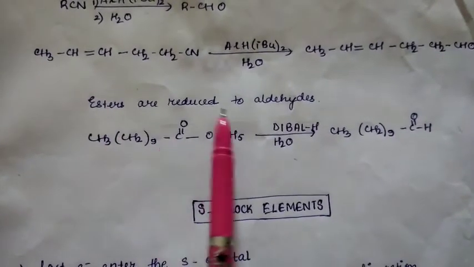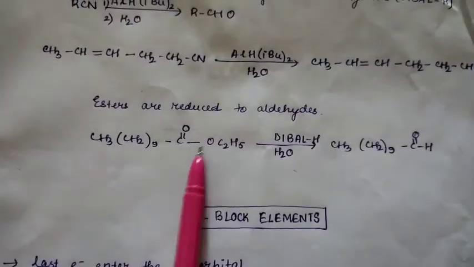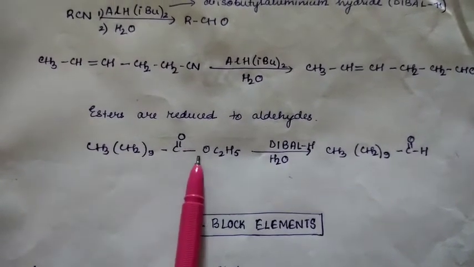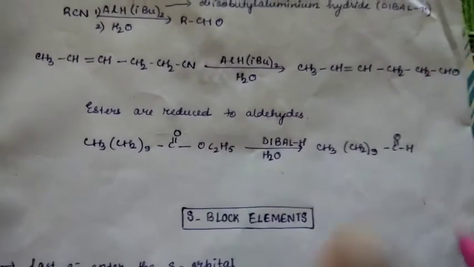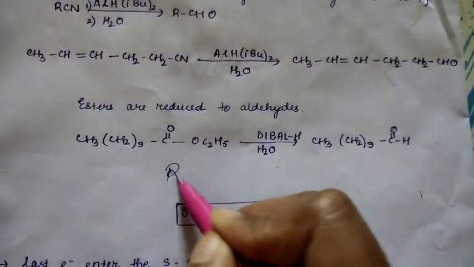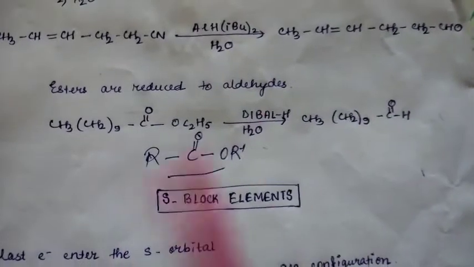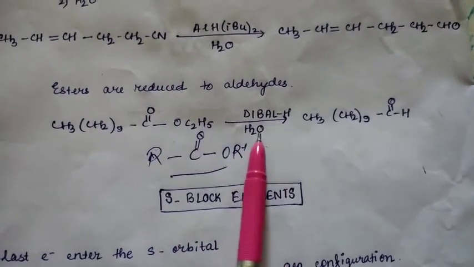Next, esters are reduced to aldehyde. We have talked about esters. So this is the ester, C double bond O, and this is O single bond R. This is the basic formula of an ester. Here also we can use DIBAL-H and then hydrolyze.